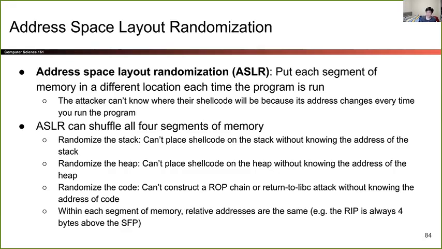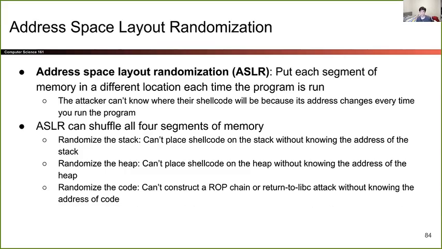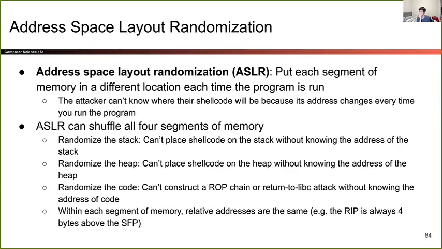The thing to keep in mind is we're only randomizing the segments. The relative addresses within the segments are always going to be the same. For example, the RIP is always going to be 4 bytes above the SFP. Does this make sense, how this defense works? Any questions?